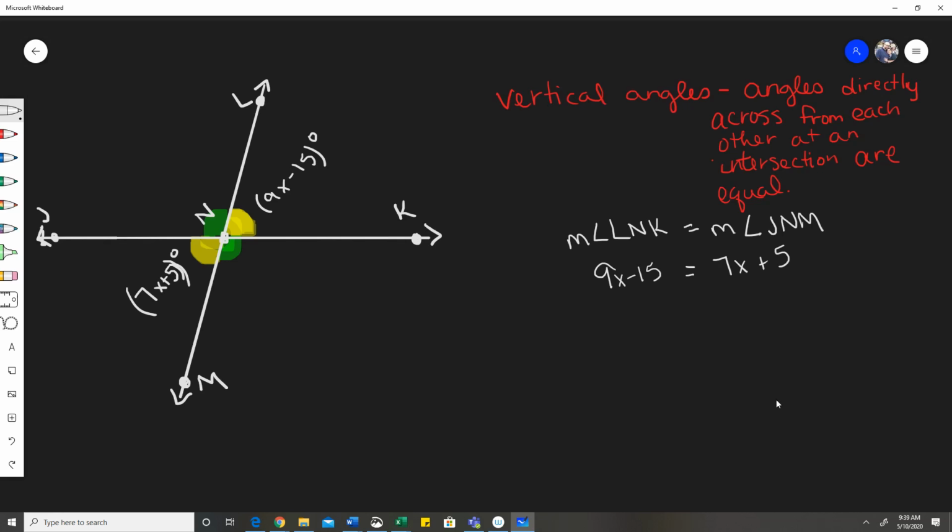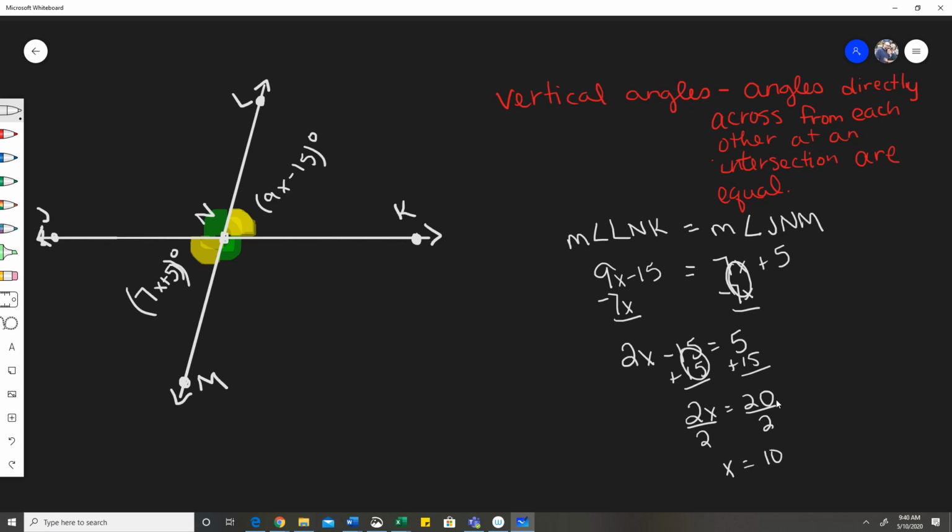We need to move x to one side, move constants to the other side, and then we're going to divide. So I'm going to start by moving my x. I want to move 7x over here to the left. So these are going to cancel out, and I have 2x minus 15 equals 5. Then I'll add 15 to both sides. Again, those cancel out. So 2x equals 20. And then when I divide by 2, x equals 10.